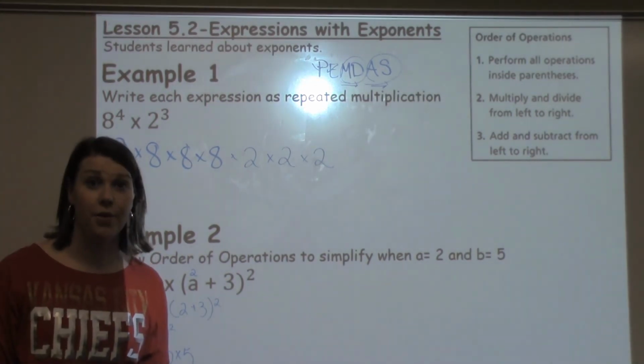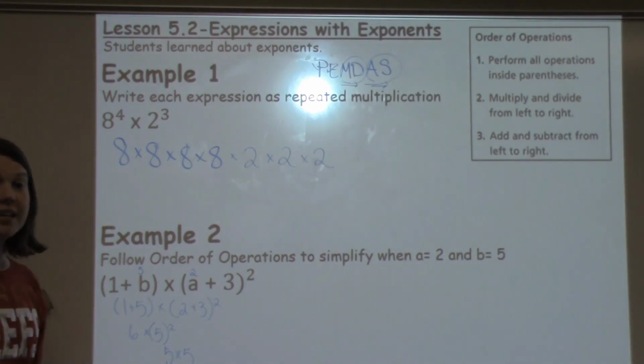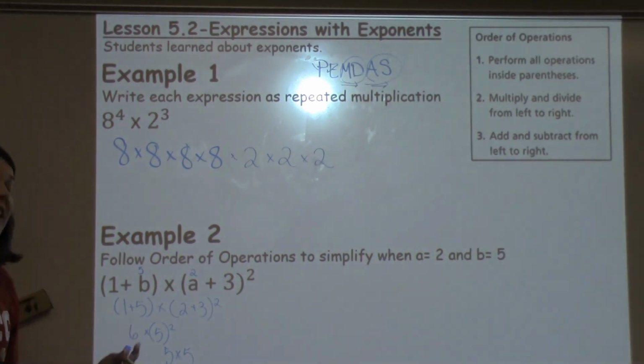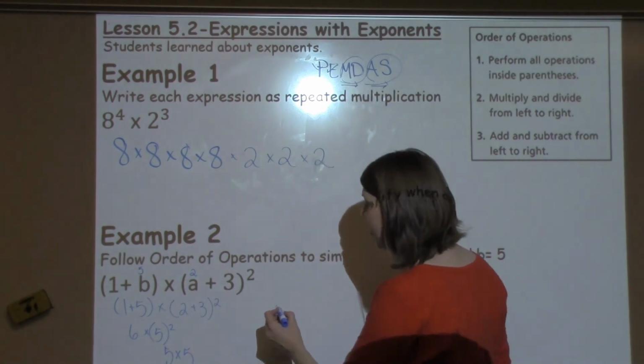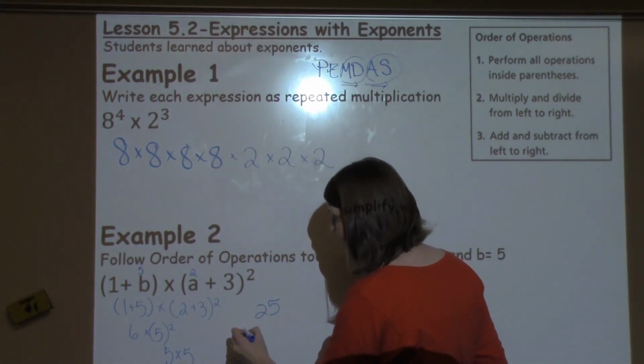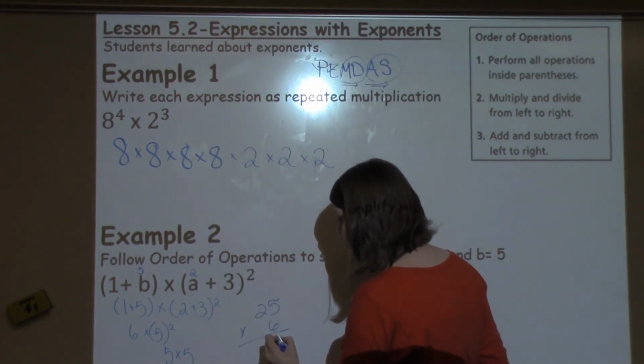Some students might know that 6 times 25 is 150, thinking about quarters. If your student doesn't know this, they can go ahead and pull it over to the side and take 25 times 6, which is going to give us our 150.